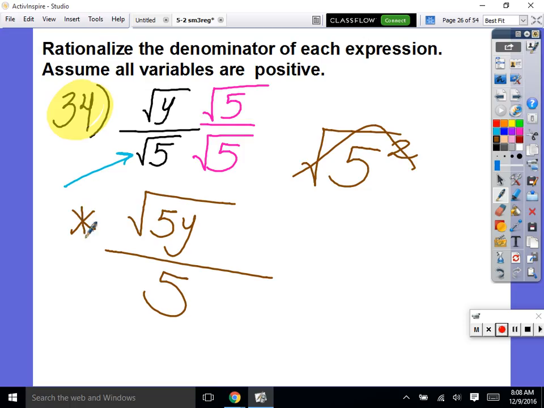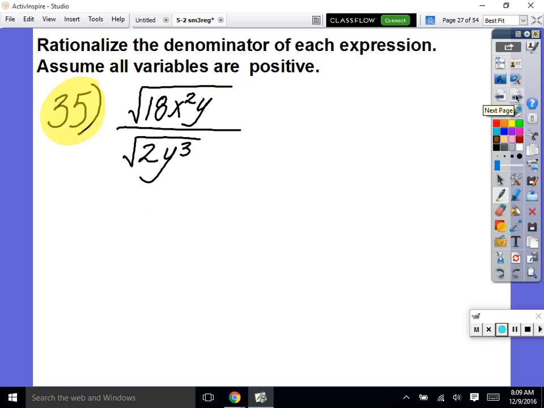Now, guys, this answer and this answer are literally pretty much the exact same thing. They are the same thing. One is just considered more simplified than the other. Everybody good with that? Okay, let's do another one. You'll get more and more comfortable with rationalizing.